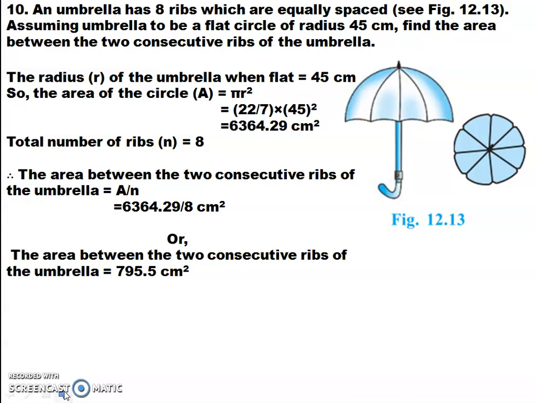Next question. An umbrella has 8 ribs which are equally spaced. Assuming the umbrella to be a flat circle of radius 45 cm, find the area between 2 consecutive ribs of the umbrella. Students, I'll explain the question first. Here you can see an umbrella. So you have 8 radii drawn here.